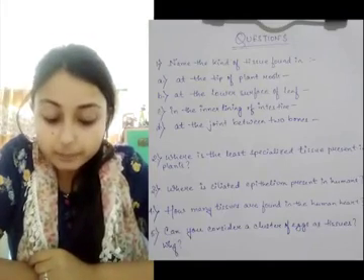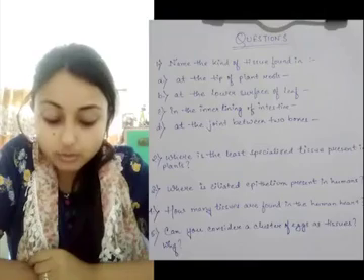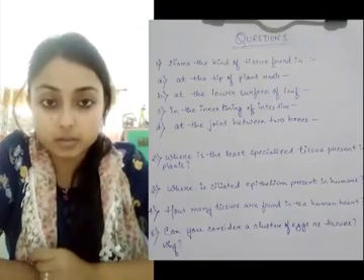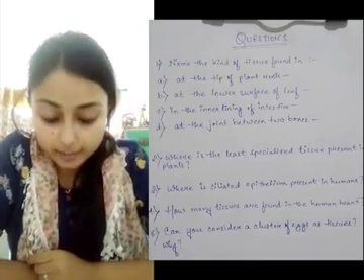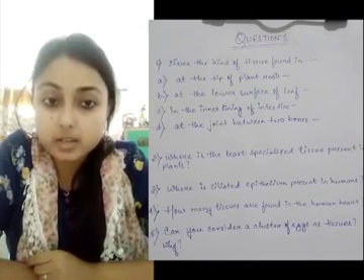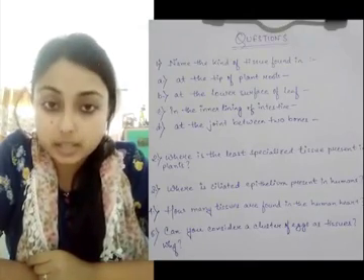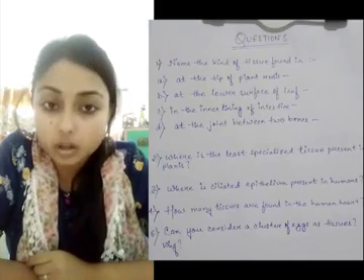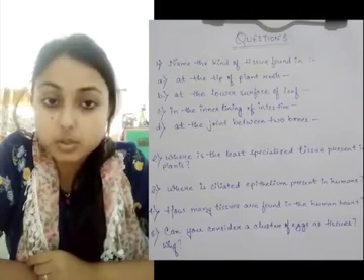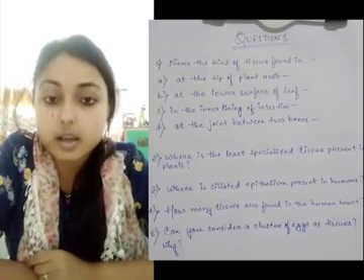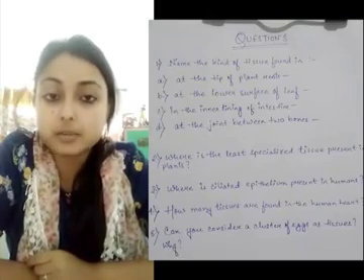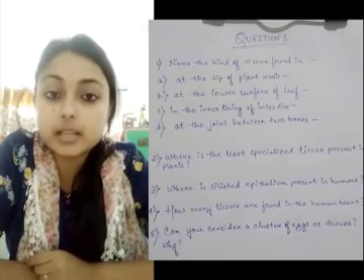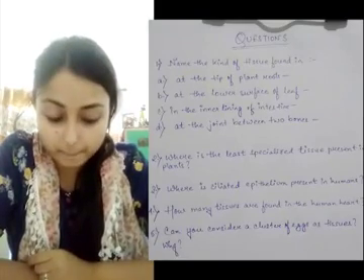Next question. Name the kind of tissue found in the inner lining of the intestine. I repeat, name the kind of tissue found in the inner lining of the intestine. It is the columnar epithelium tissue that is found in the inner lining of the intestine. I repeat, the answer is columnar epithelium tissue.